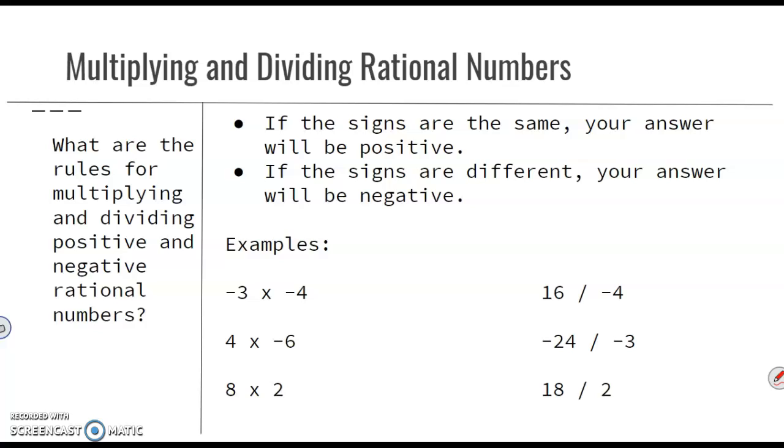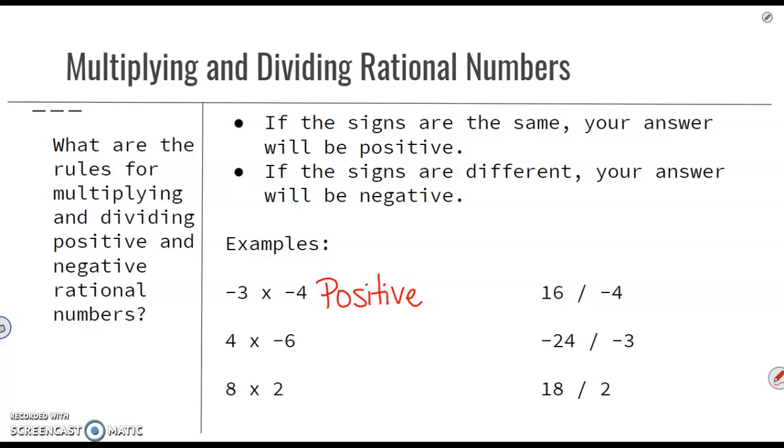The rules for multiplying and dividing positive and negative rational numbers are quite simple. If the signs are the same, your answer is positive. If the signs are different, your answer will be negative. A negative 3 times a negative 4 will result in a positive solution.